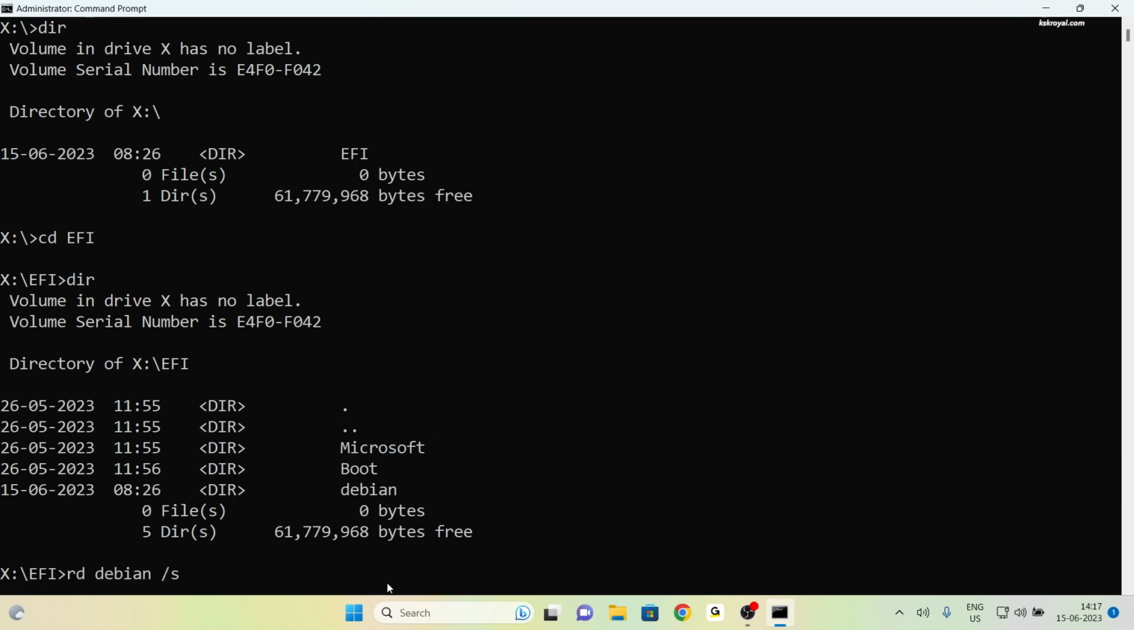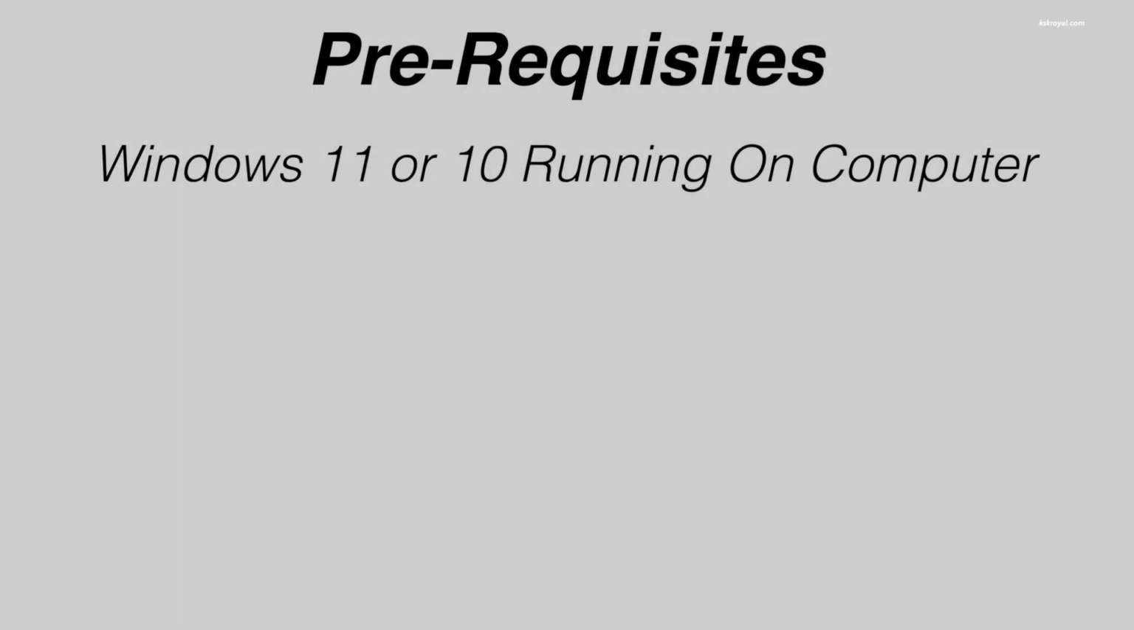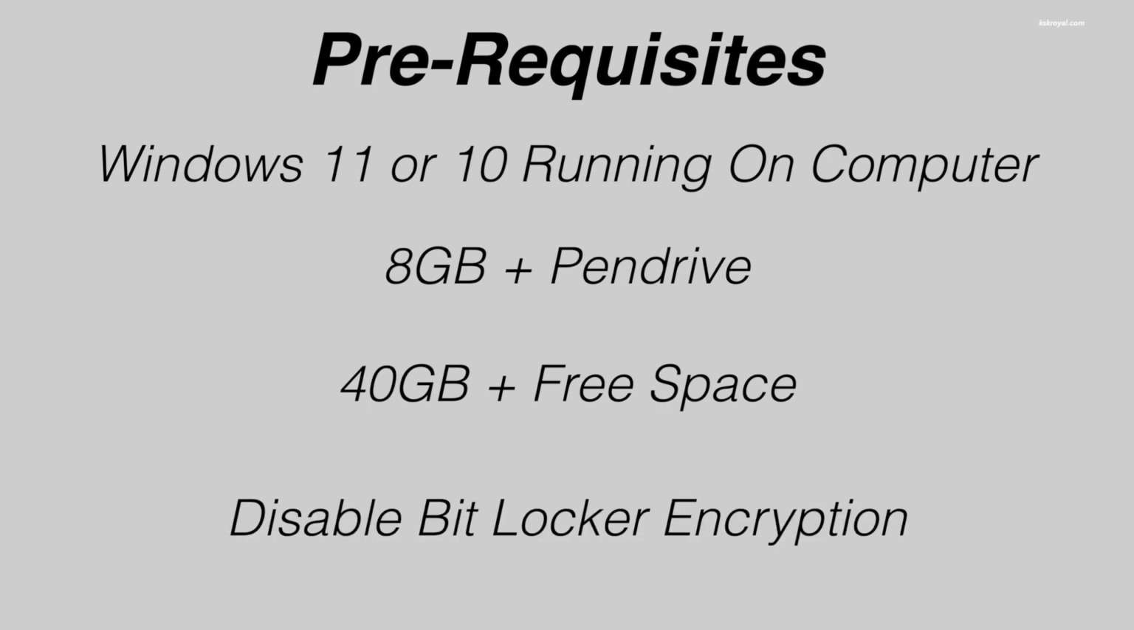The only requirements for this video: you need Windows 11 or 10 running on your PC or laptop. Next, you need an 8 gig or higher pen drive to create a bootable disk with Debian Linux. You also need to reserve a free space of 40 GB or higher from your drive. And lastly, disable BitLocker encryption on your Windows 11 computer.